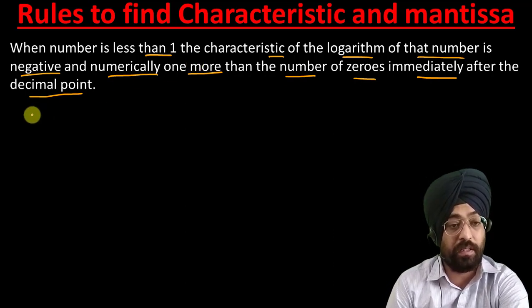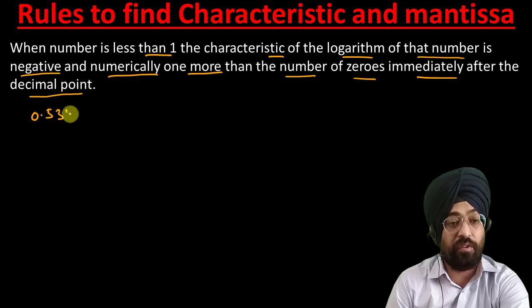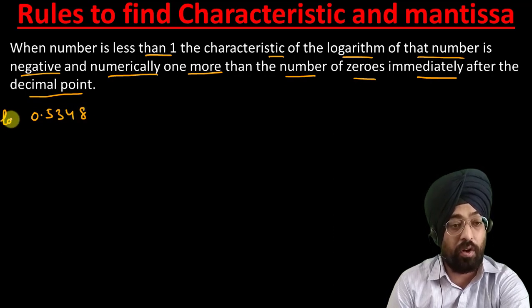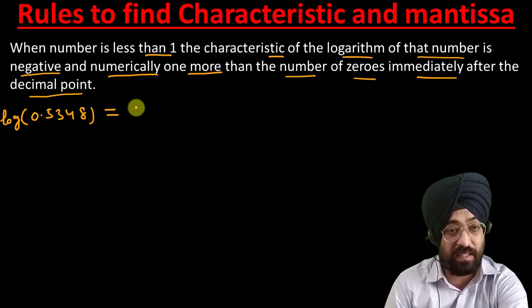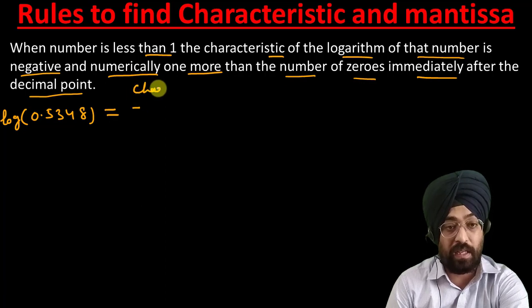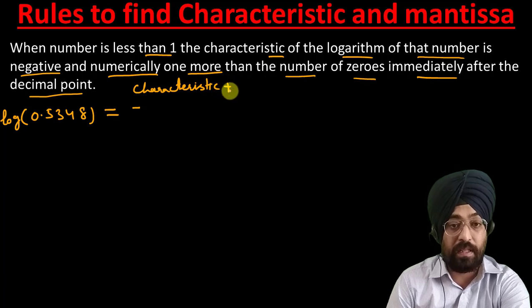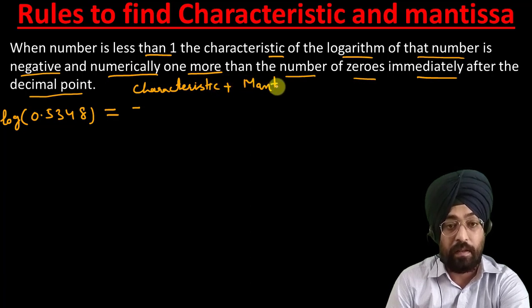Suppose the number is 0.5348. Now if we have to find its log, first we need the characteristic. As this number is less than 1, the first thing is that its characteristic will be negative. I am just talking about the characteristic here. Mantissa we will discuss later. So its characteristic will be negative.